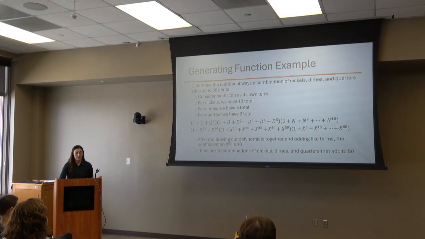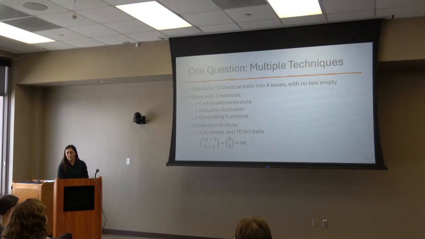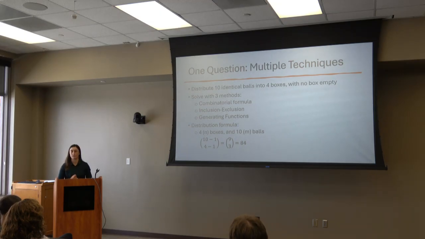Now that we've looked at a variety of different combinatorial methods, we can use a few of them to solve the same question. So given the question, distribute 10 identical balls into 4 boxes with no box empty, you can use a combinatorial formula, inclusion-exclusion, and a generating function. So we can start with the formula from our distribution slide. Remember the n-1 choose k-1 for that no box empty. So we'll plug in our 10 and 4 to get 9 choose 3, which is 84.